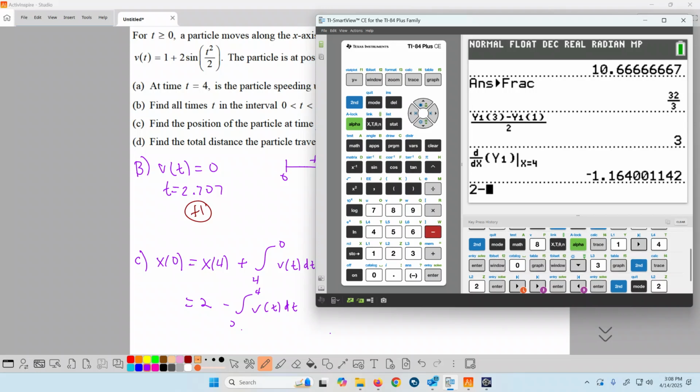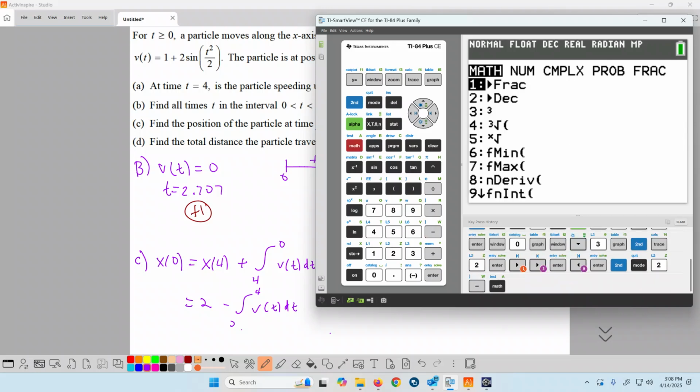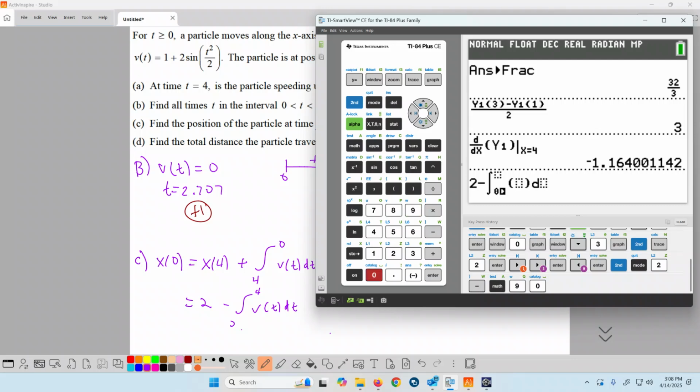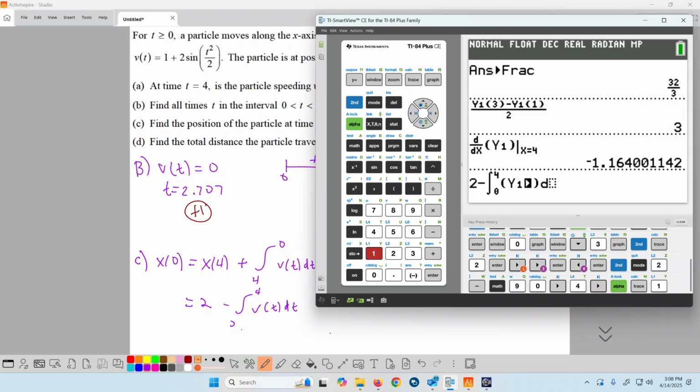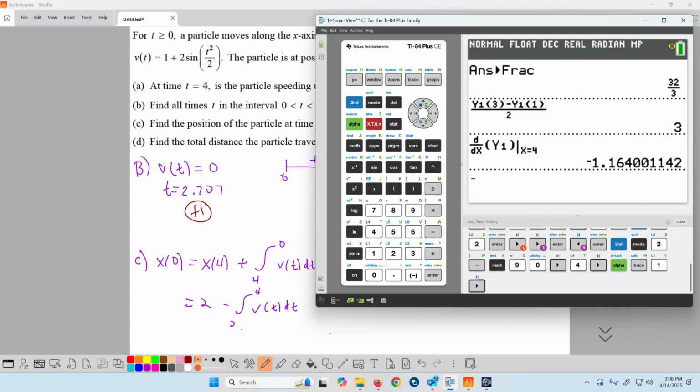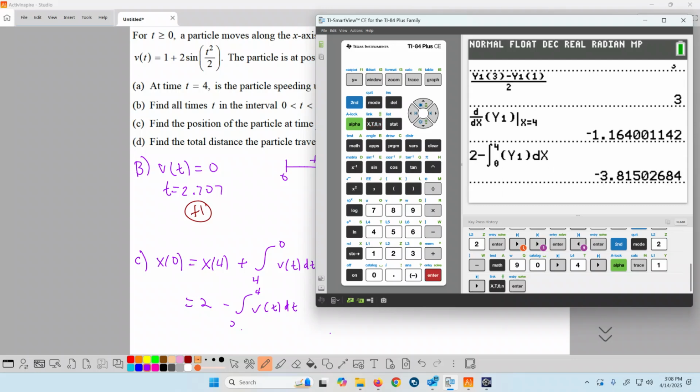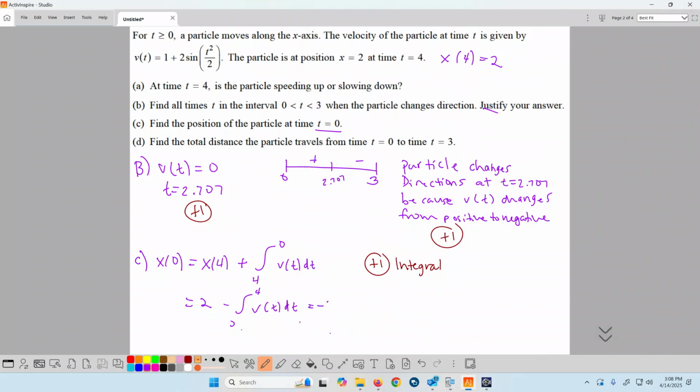I want to put into that home screen a 2 minus, and then I'm going to hit math 9, so I can go from 0 to 4, and then my velocity function, which is of course y1, and I want to put here dx. So when I hit enter, you'll notice that we get negative 3.815. Let's write that down. And so we got 1 point here for the integral.